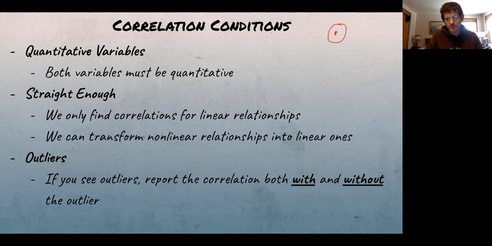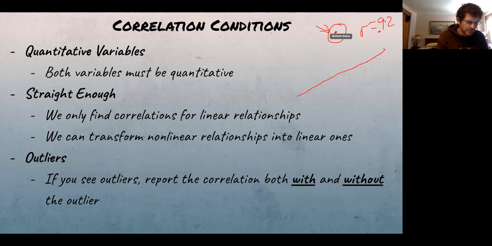For AP stats purposes, what you could do is say, well, the correlation R is 0.92, but when I add this outlier in, then the correlation becomes 0.89, something like that. So if you report with and without, that's something you can do.